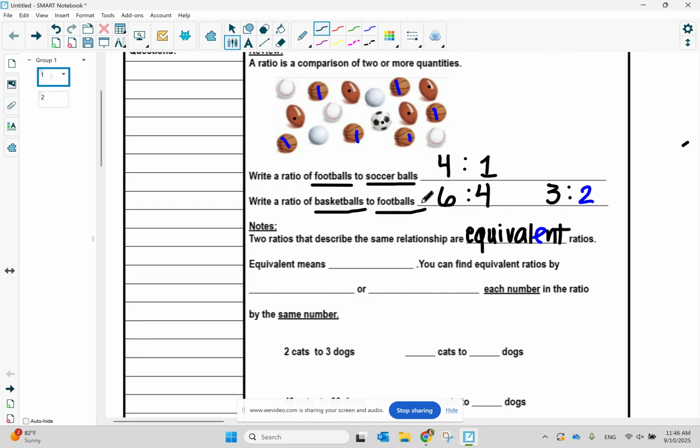So two ratios that are the same relationship are equivalent ratios. For example, 6 to 4 and 3 to 2 are equivalent ratios. Just like how you can have equivalent fractions, you can have equivalent ratios. Equivalent means equal. So they're not the same because they're different numbers, but they are equal to each other. You can find equivalent ratios by multiplying or dividing.